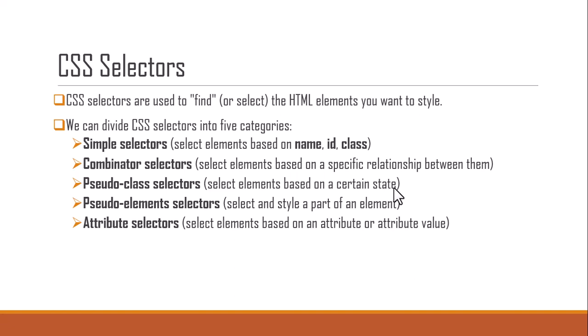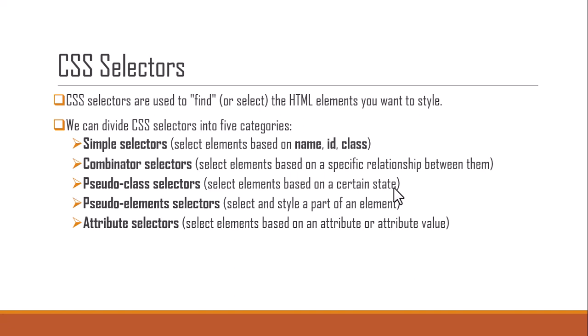So ID and class are simply attributes for elements. When we want to apply those, we add those ID attributes or class attributes to elements. The other selectors are combinator selectors. Combinator selectors use the relationship between elements.